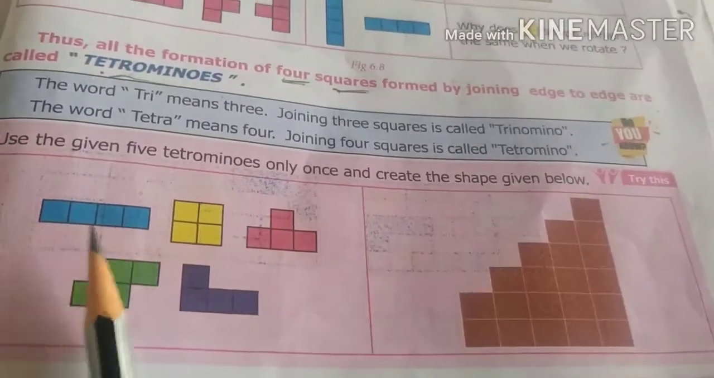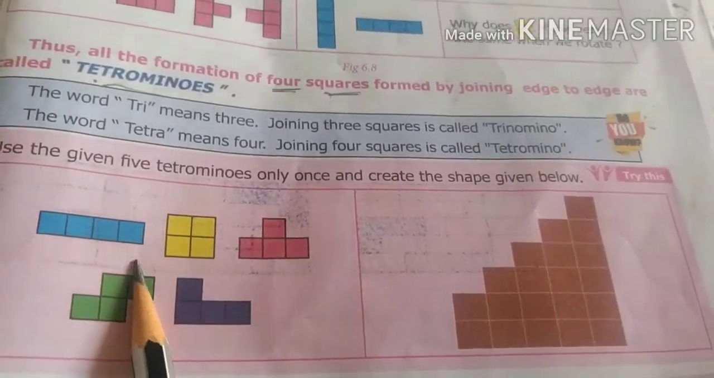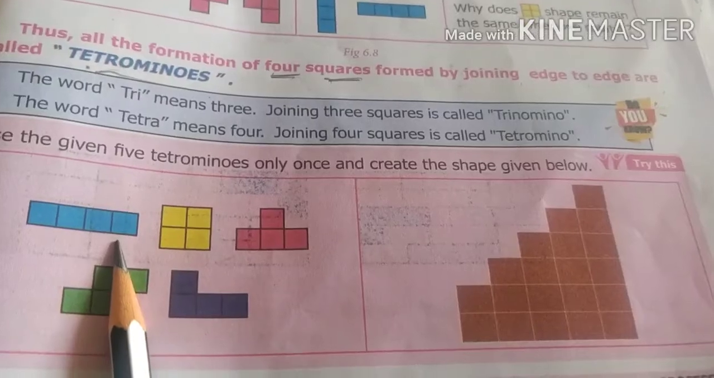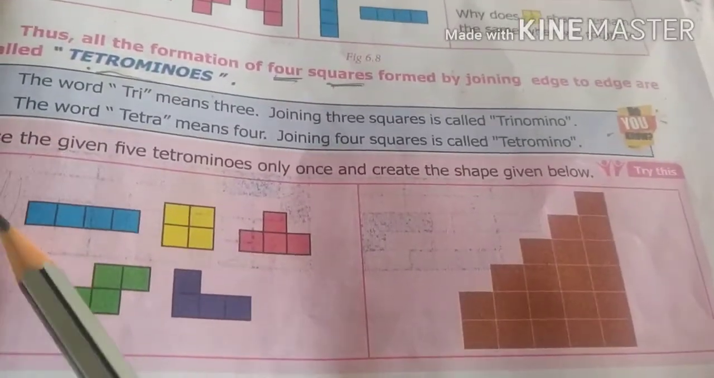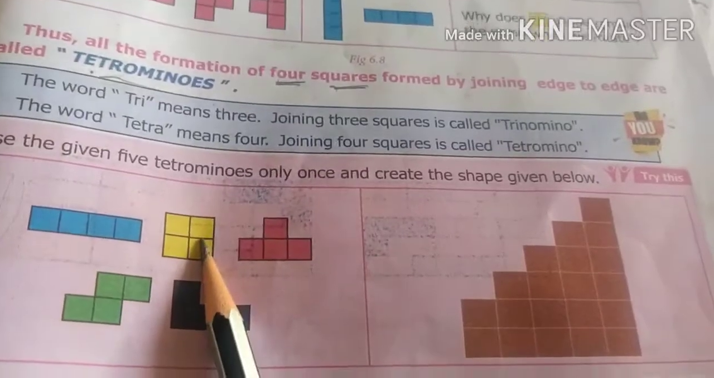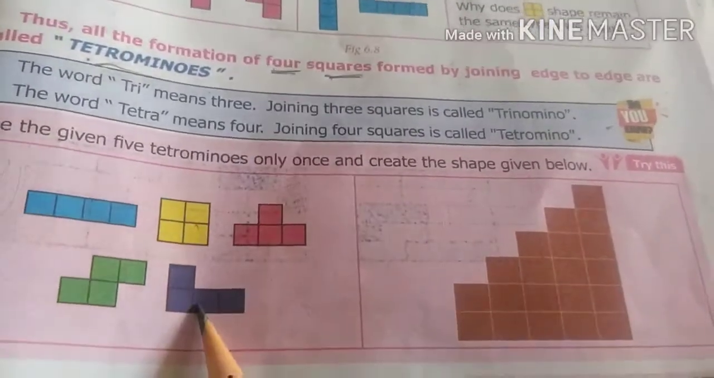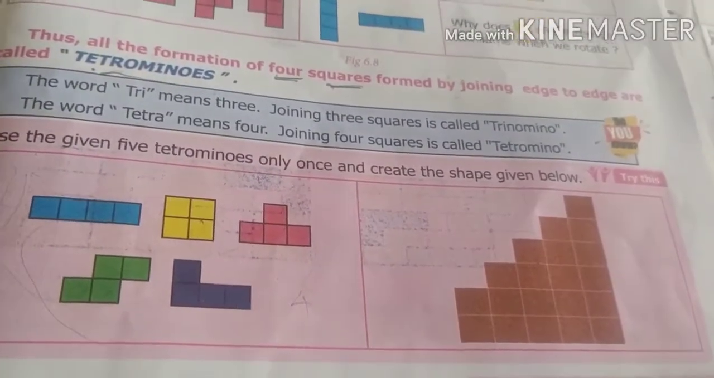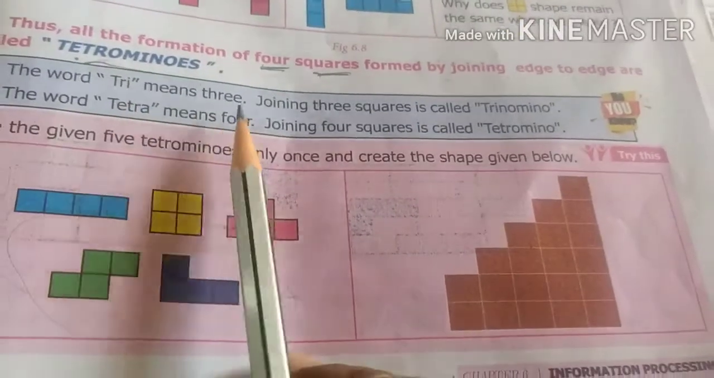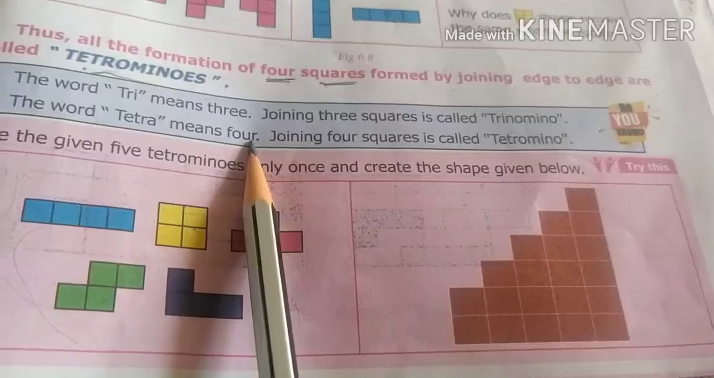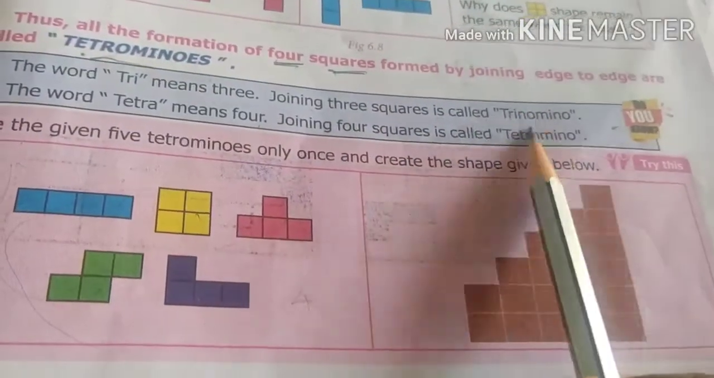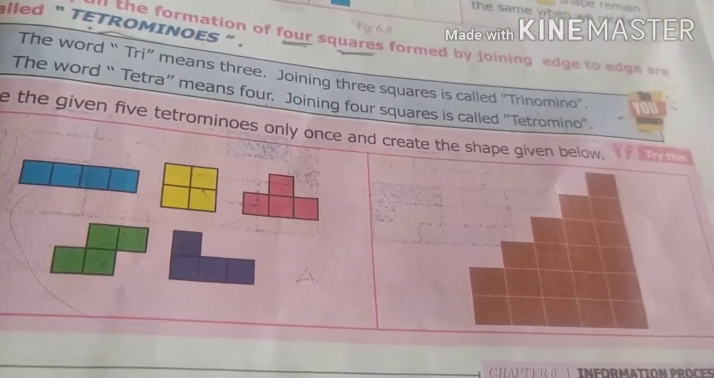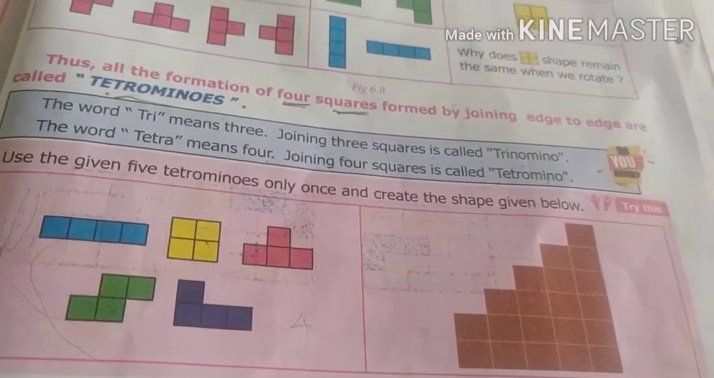Look at this. Here they have given the tetrominos. Tetrominos means four squares have to join. So this is a horizontal tetromino. Like that we can have the vertical tetromino also, and this is also a tetromino, also this, also this, because all these tetrominos have four squares. How many squares? Four squares. The word tri means three, the word tetra means four. Joining three squares is called a trinomino, joining four squares is called a tetromino. Okay, are you clear, children, up to this?